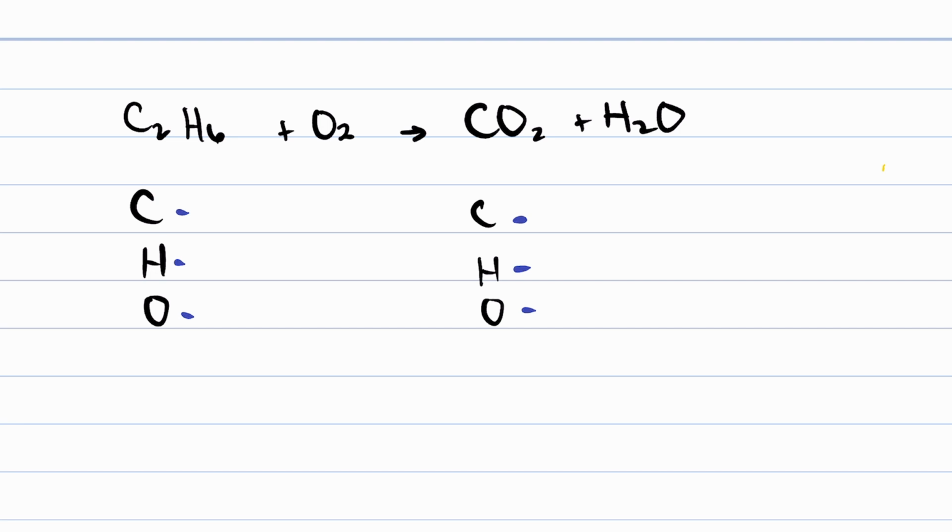So over here, for carbon, we have 2. On the product side, we have 1. Hydrogen, we have 6 on the reactant side. We have 2 on the product side. And for oxygen on the reactant side, I have 2. And then on the product side, I have oxygen located here and here, right? In carbon dioxide and water.